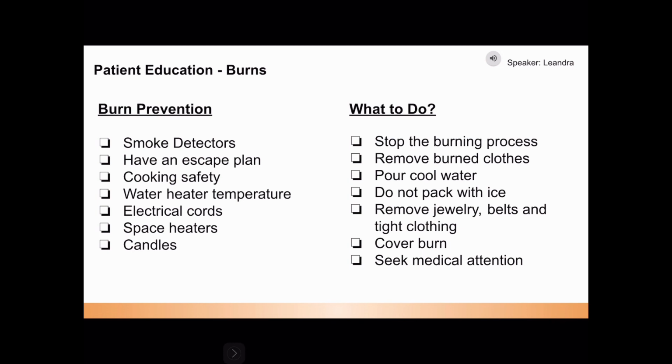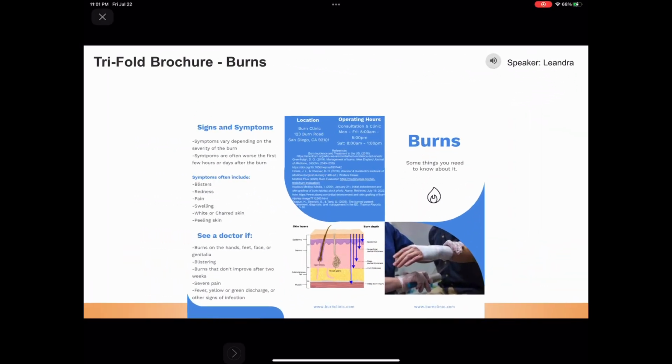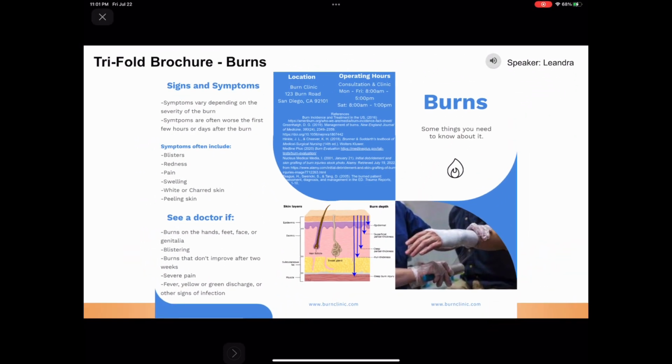Next slide. Here's a picture of our trifold brochure that we would provide to our patients who experience burns. It goes over some important things that you need to know about burns, such as signs and symptoms, when to see a doctor, and provides the patient with our location, operating hours, and our references.